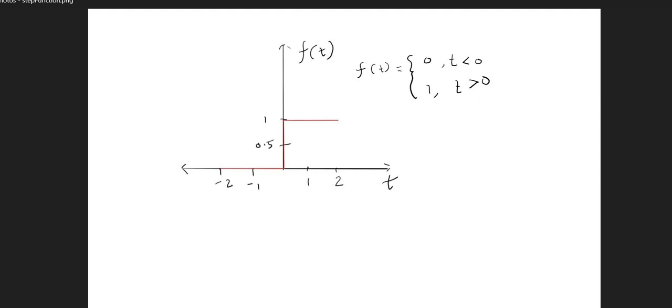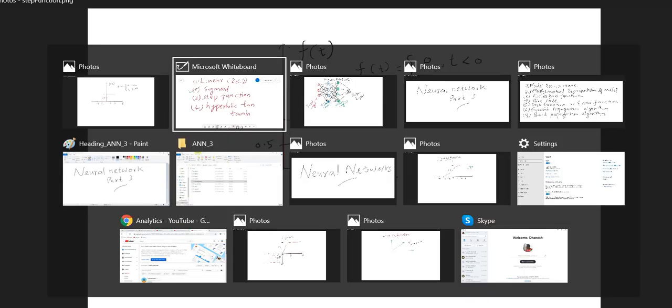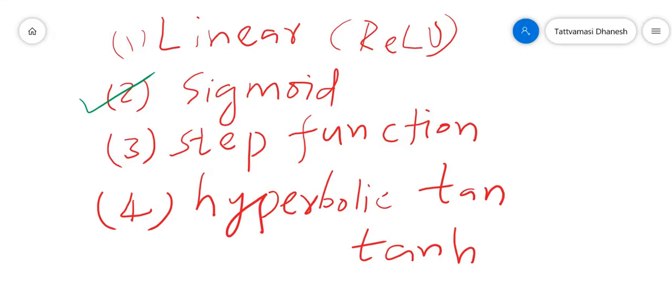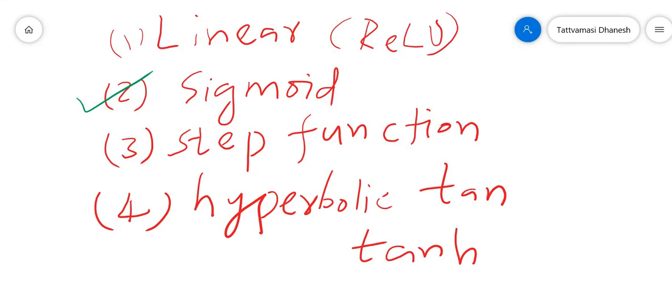Now, yes, this is a step function. See, the unit step function, or we also call it the Heaviside function, named after Oliver Heaviside. First we are going to discuss the unit step function.